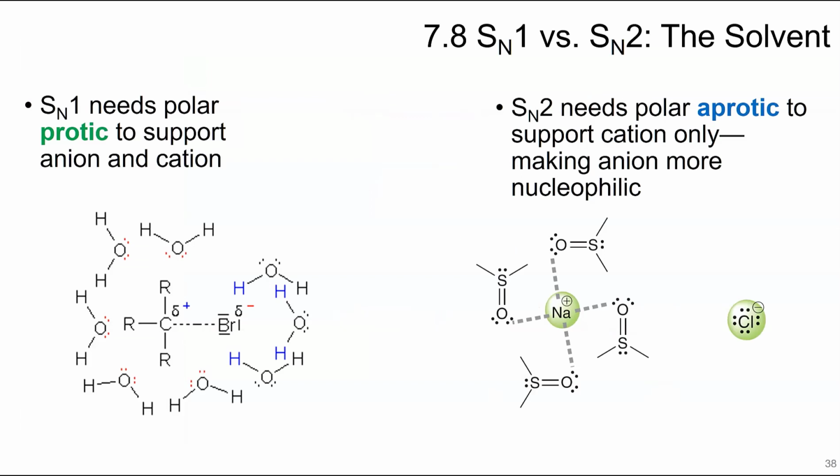In SN1 reactions, for the solvent, it needs to be polar protic to support the anion and the cation. So here's the cation, the anion being supported by water, which has the hydrogen to donate. The SN2 needs to be polar aprotic to support the cation only, which makes this more nucleophilic.